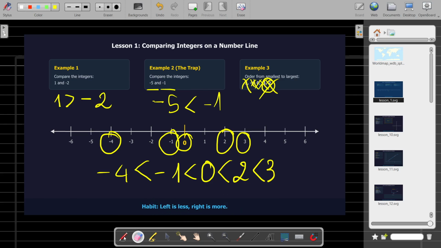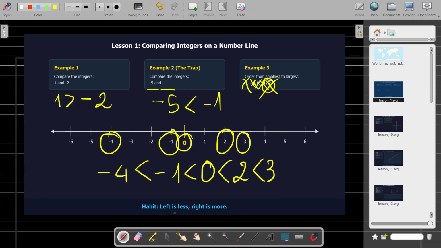So let us recap right here. Today we built 2 good habits. First, left is less, right is more. I'm getting pedantic, but it's your go-to rule every time you compare integers. It's really that powerful. And second, when in doubt, draw it out.